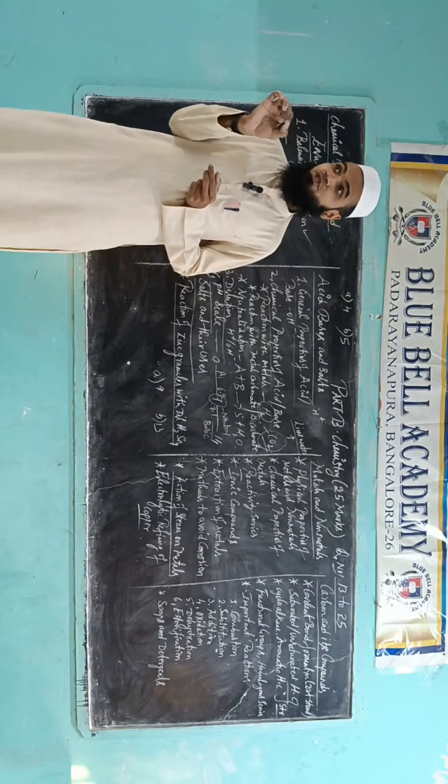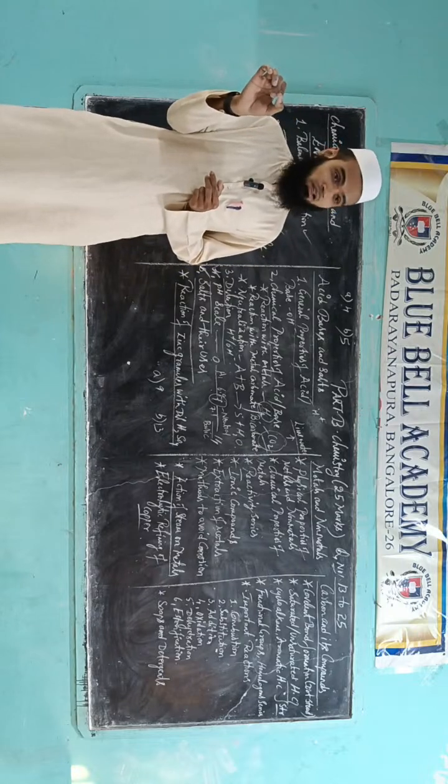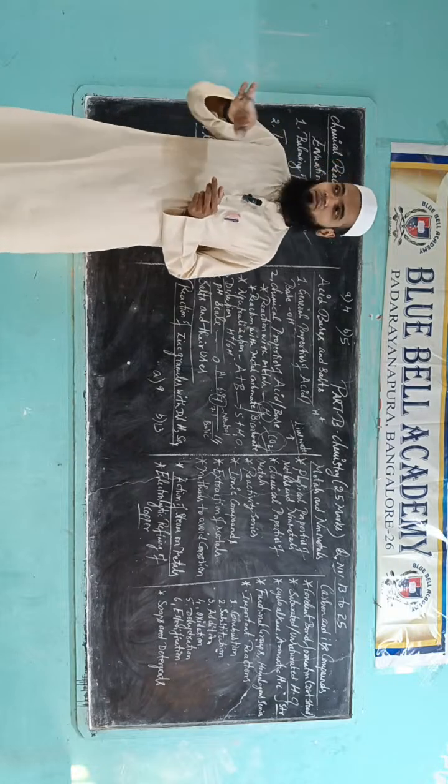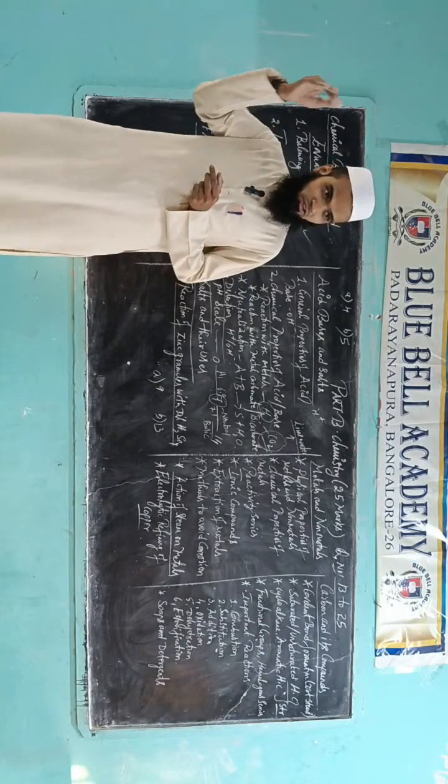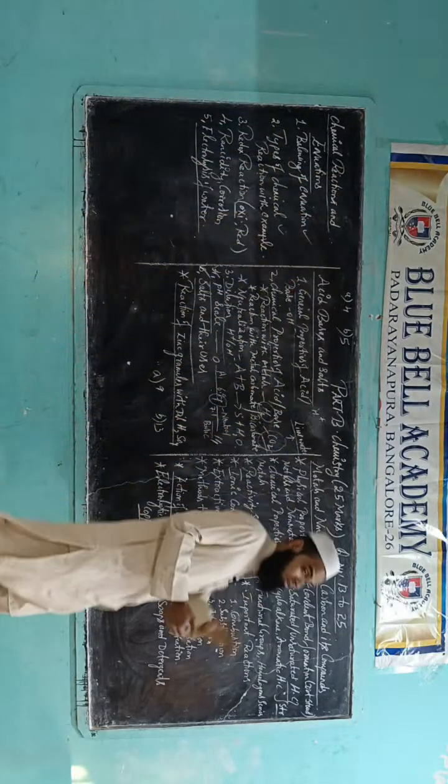So learn the exception points when you are learning physical properties: sonorous, malleability, ductility, high melting and boiling points. So analyze that physical property. Then the chemical properties of metals.